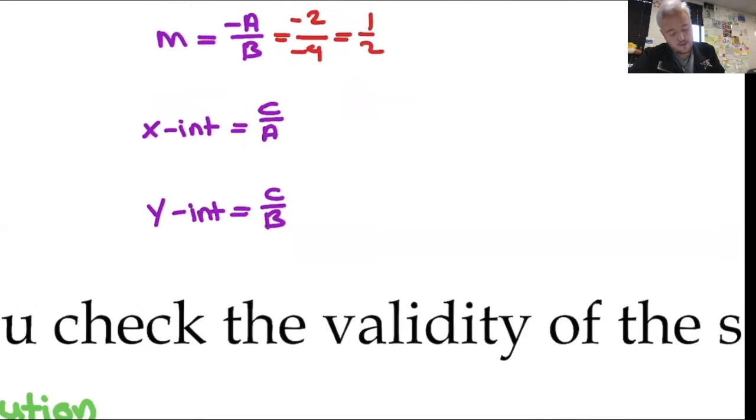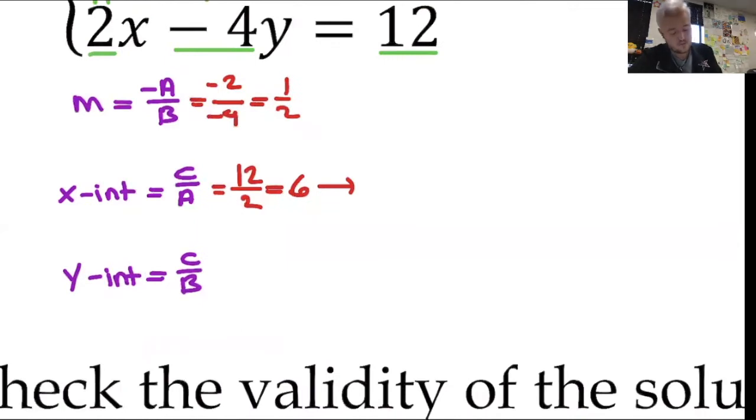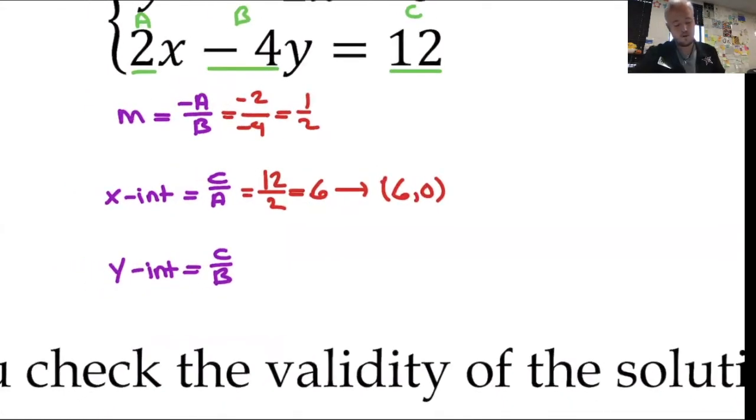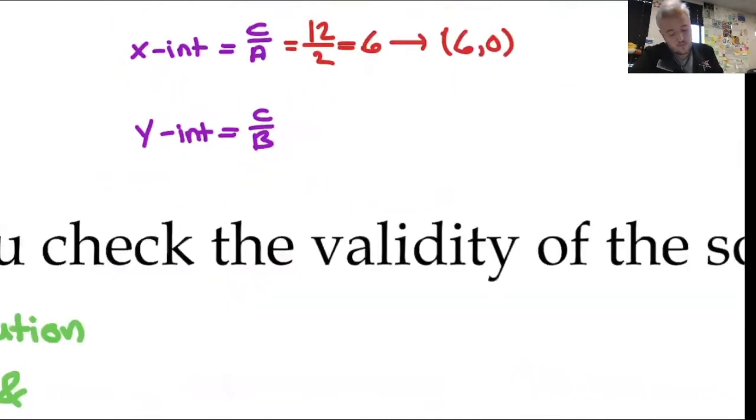So now for my x-intercept, I'm going to take c over a, so 12 over 2, which is equal to 6, which correlates to the point (6, 0). So for the y-intercept, now I'm going to take the c value over the b value. So I'm going to have 12 over negative 4, which is negative 3, which means your coordinate is (0, negative 3).